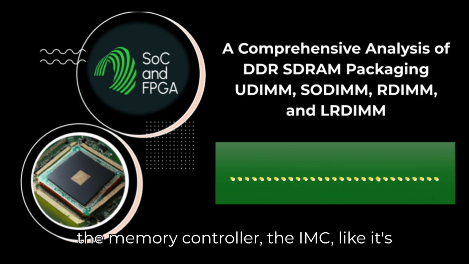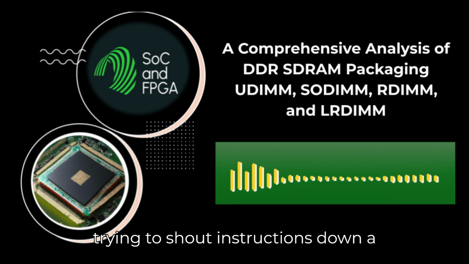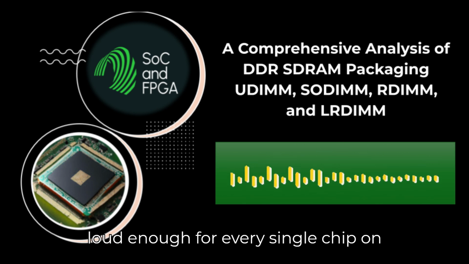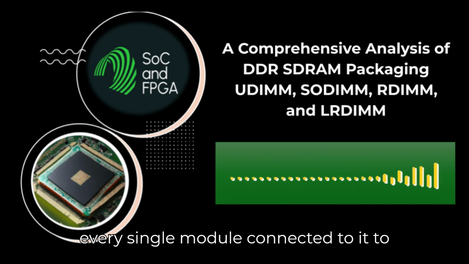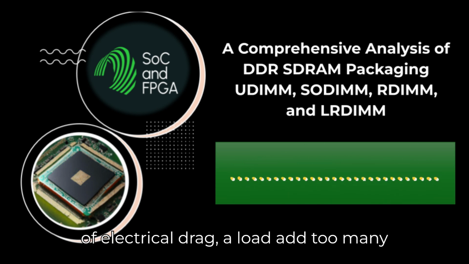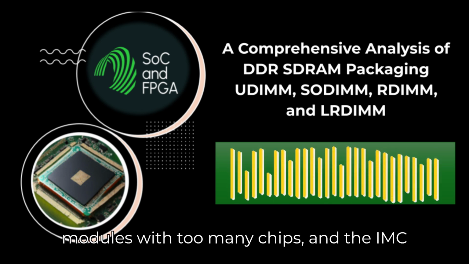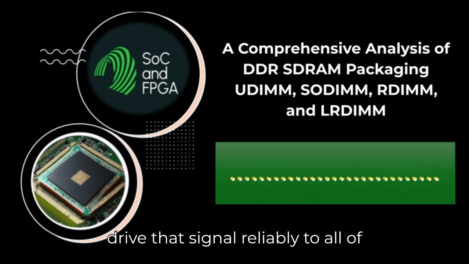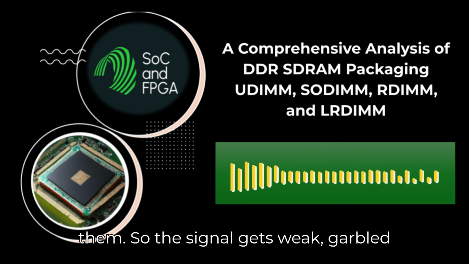Okay, think of the memory controller, the IMC, like it's trying to shout instructions down a hallway. With UDIMMs, it has to shout loud enough for every single chip on every single module connected to it to hear clearly. Each chip adds a little bit of electrical drag, a load. Add too many modules with too many chips, and the IMC just doesn't have the electrical oomph to drive that signal reliably to all of them. So the signal gets weak, garbled.